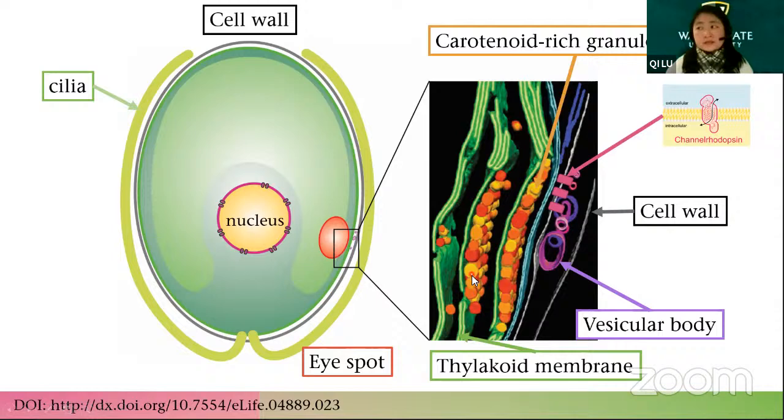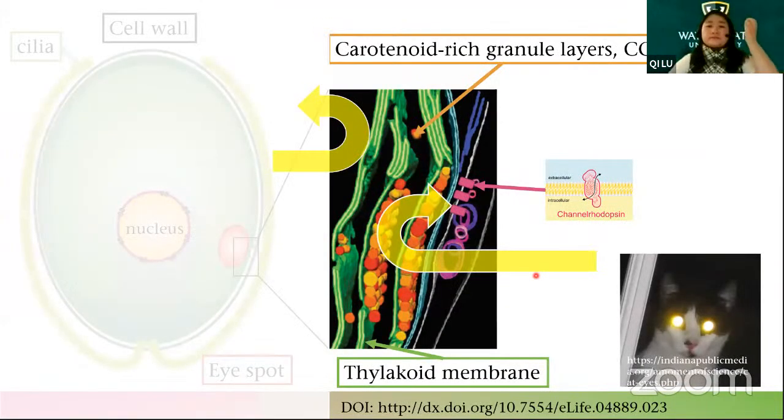But it still has some function like a lens. When the light reflects from here, this tiny lens can focus and enrich, make this light brighter to hit the channelrhodopsin on the plasma membrane that's just on top of this eye spot.